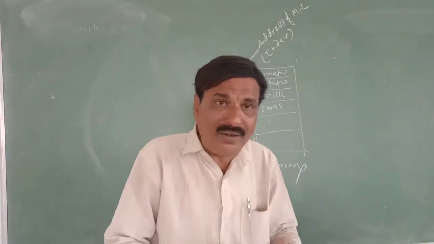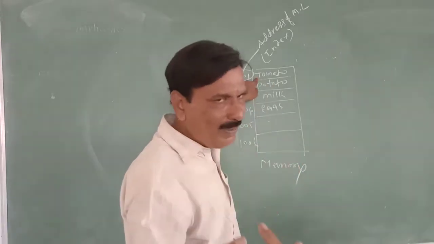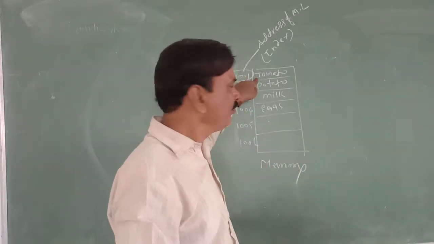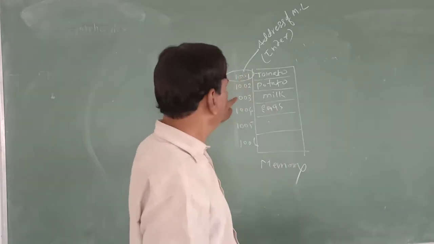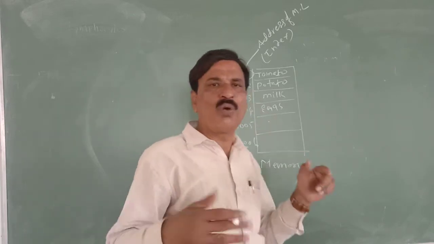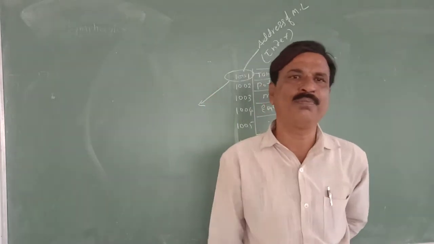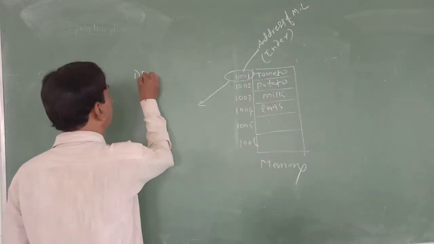So what have we done? First of all, we have visited the first element of the list. We have read it. Then we have visited the second element. We read it. Then we visited the third element. We read it. We visit the fourth element, read it, and then we stop. So this operation is called traversing.